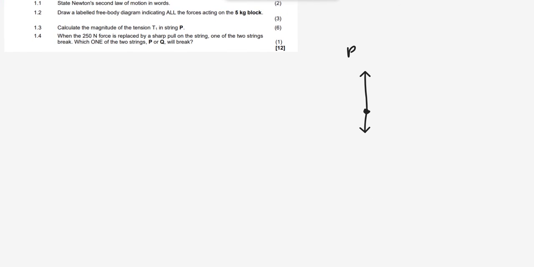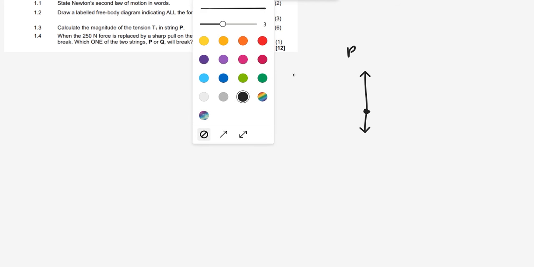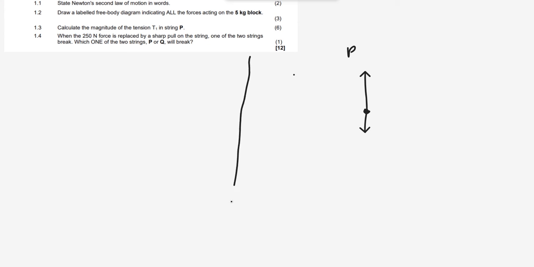And we're going to split the page: we're going to do calculations for block P on this side, and on this side we're going to do calculations for block Q. Let's start with block P.